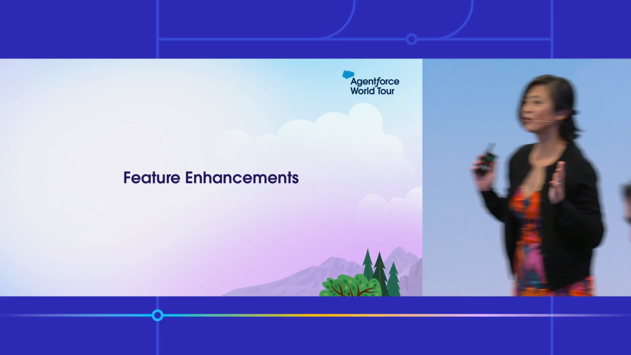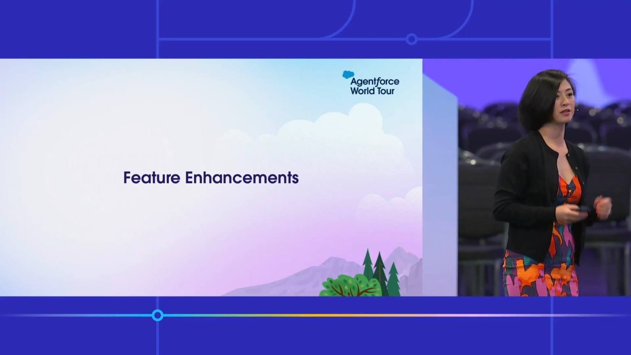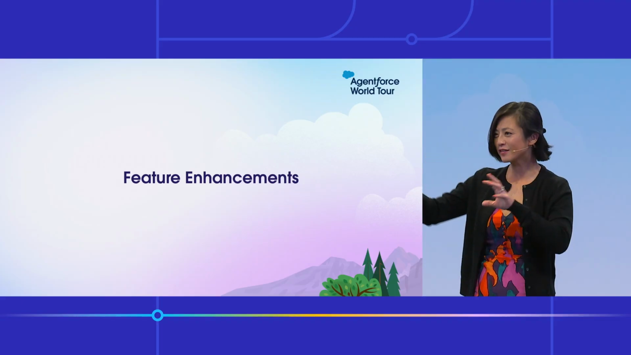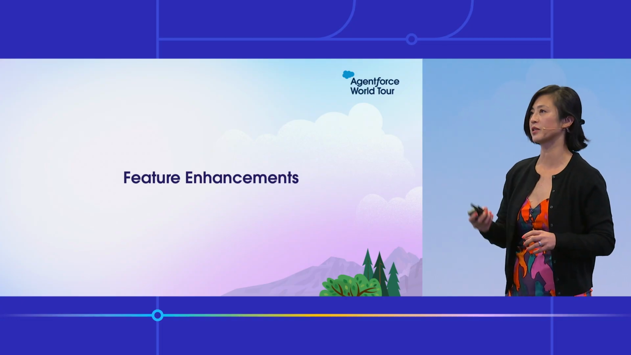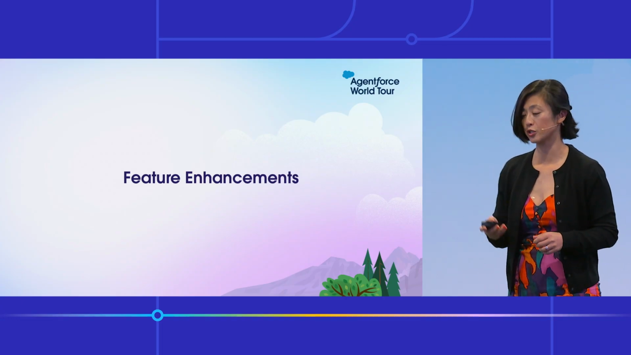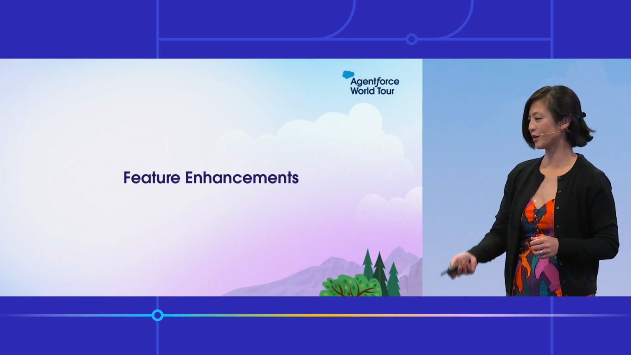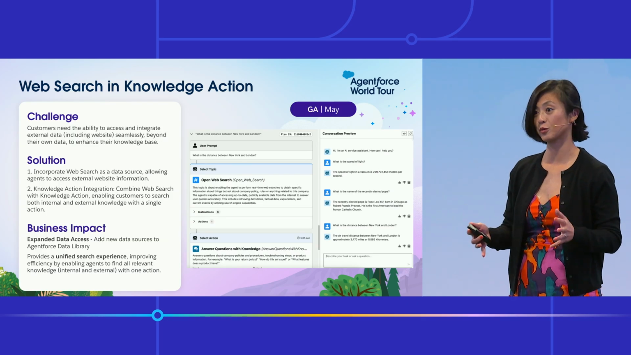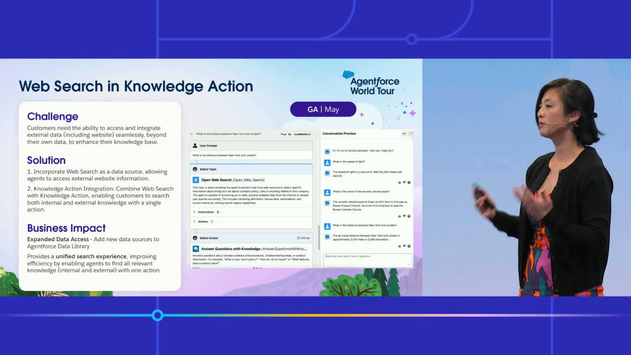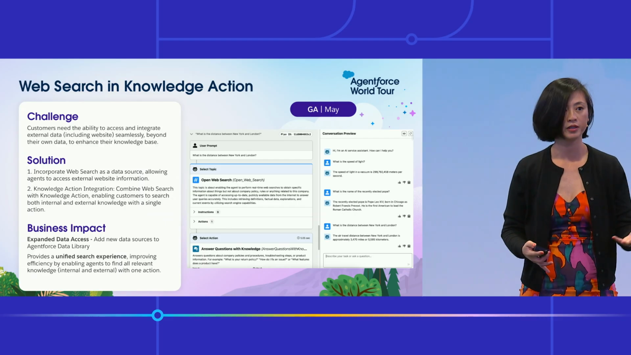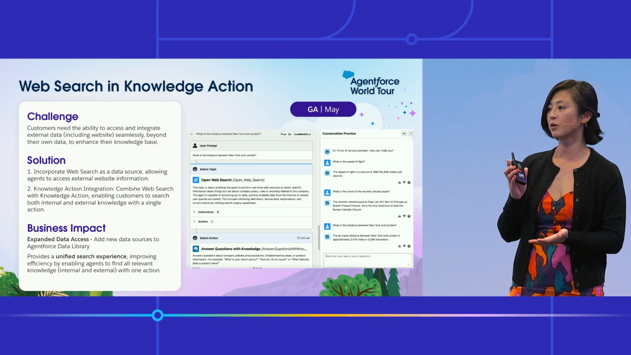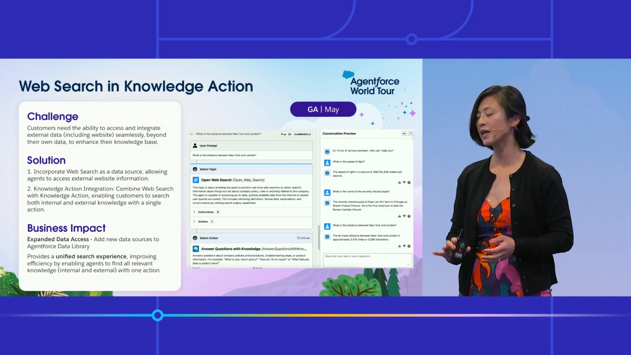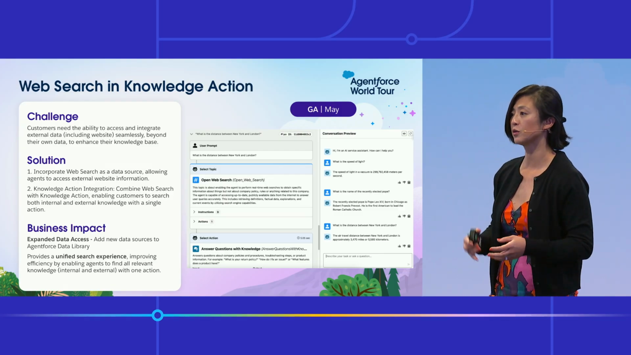So we have a lot of really exciting feature enhancements that are coming down the pike. They don't neatly fit into the entire agent experience, but maybe these are features that you've already started with. So I'm going to get started on the first one, which is web search with our knowledge action. If you've built an agent, you probably already used general FAQs. And what makes this even more powerful is that now you can use our knowledge action with web search.